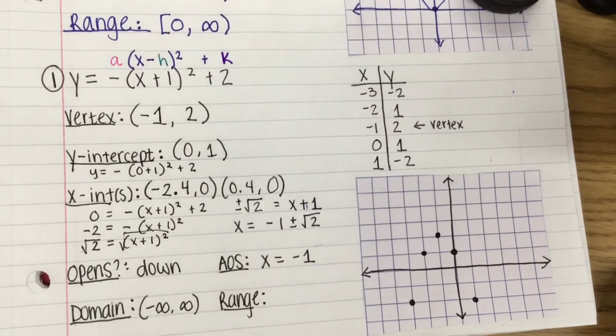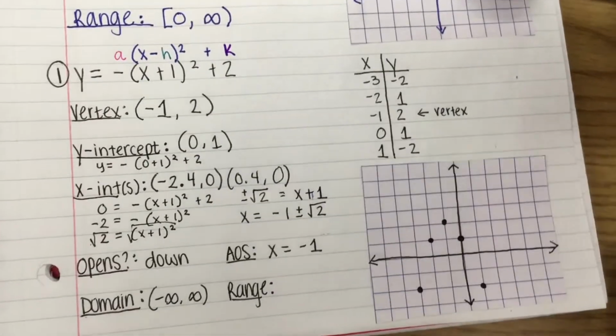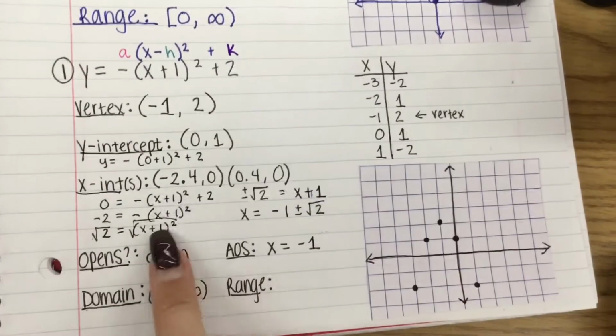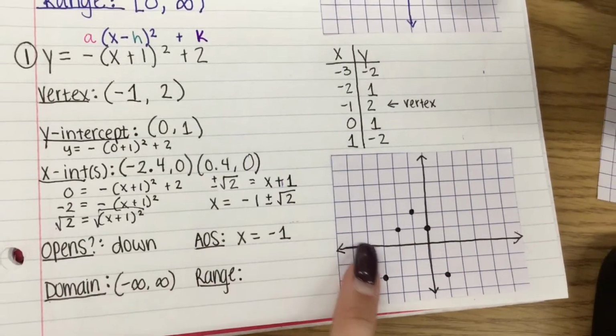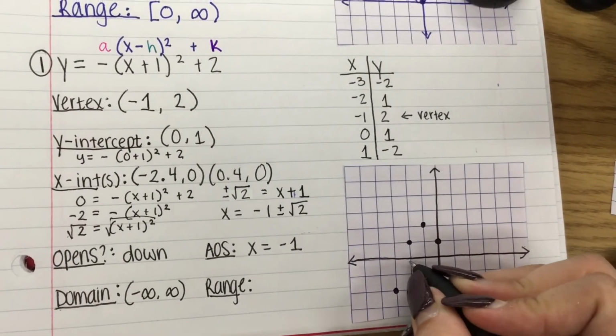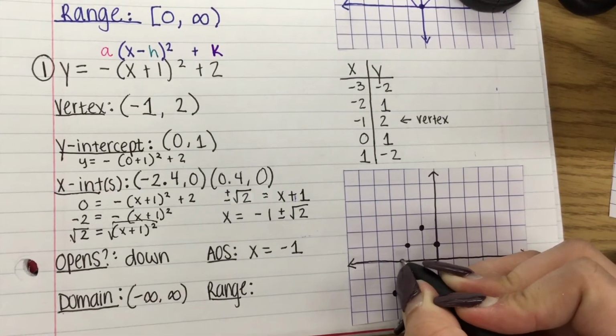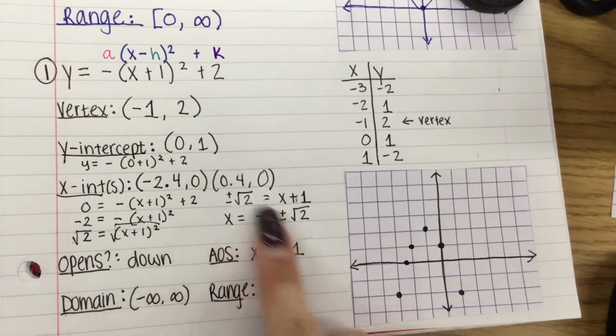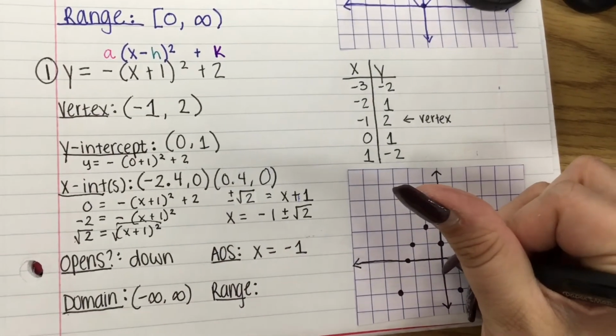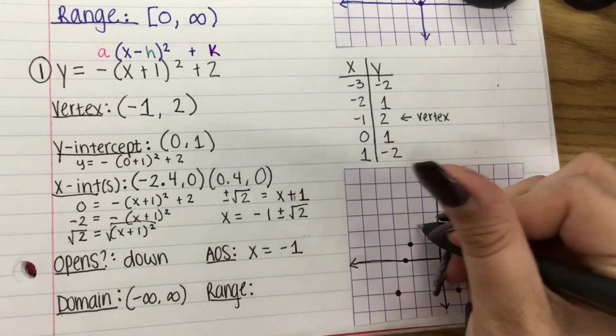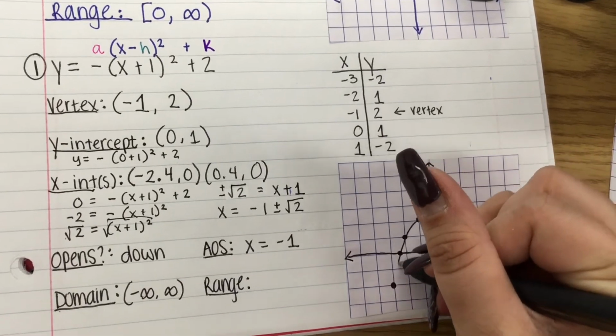If your graph does not look symmetrical around that vertex, then you did the math wrong. So check it. Notice that my x-intercepts match up where they're supposed to go. -2.4 is about right here, and positive 0.4 is about right here. So those points that I found algebraically do match up.